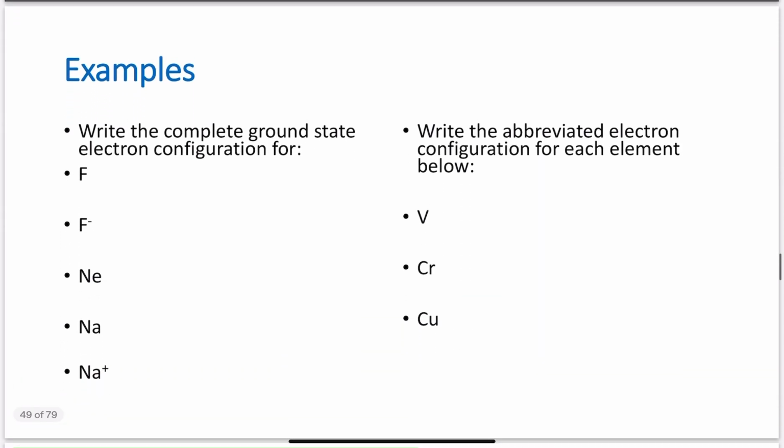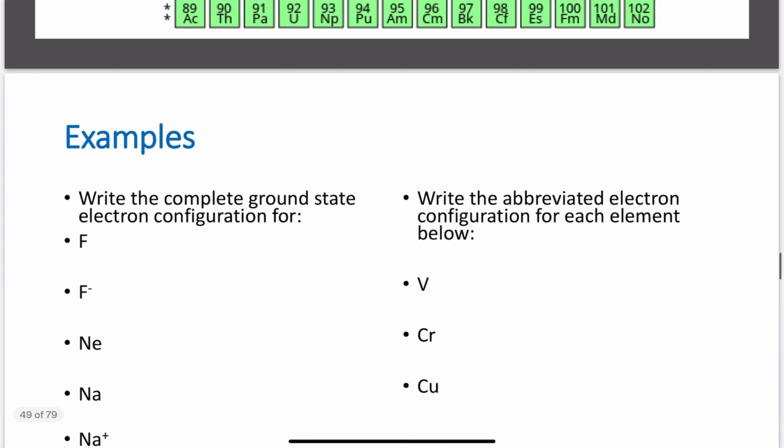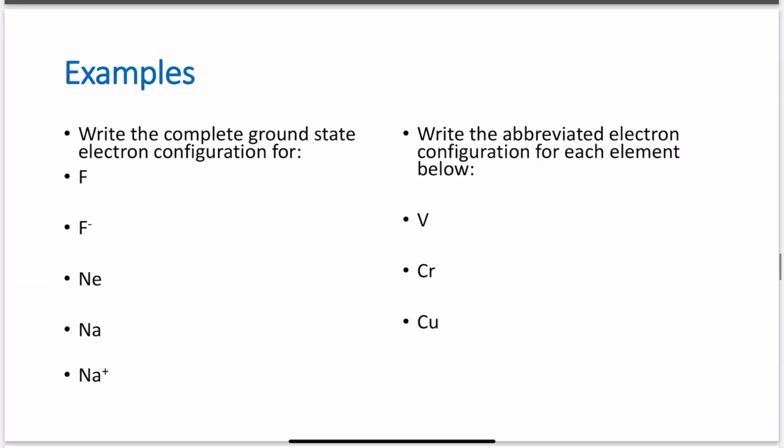Okay, let's go ahead and work on some configurations. I am not going to flip back and forth to this because I've done it before in video and it's not easy to do and it really makes things disjointed. So please put up your table because we're going to need to write these down, okay? First up, fluorine. Write the complete ground state electron configuration for fluorine.